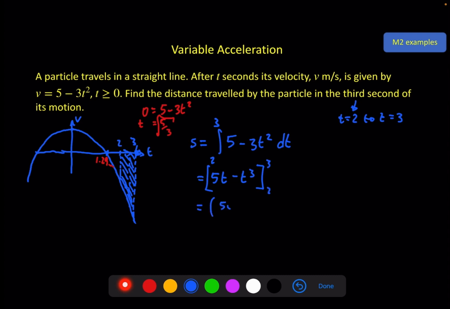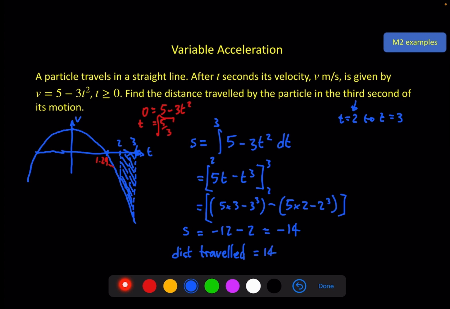And that gives us 5 times 3 minus 3 cubed, minus 5 times 2 minus 2 cubed, which is minus 12 minus 2, minus 14. So the displacement is minus 14 meters, but because we're working with distance here, we need to turn that into a positive value. So the distance travelled is 14 meters.